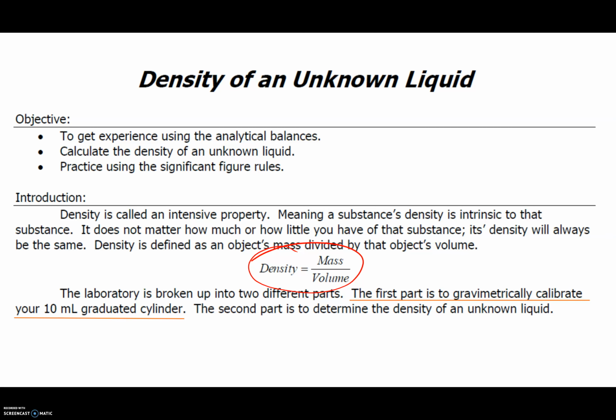We're going to figure out exactly how much our volume is when we fill it up to 10 mils. I know you would think it's 10 mils, but it really isn't. There's error in it. And so we're going to gravimetrically determine that, which means we're going to be using mass. Once we do that, we're then going to determine the density of our unknown sample.